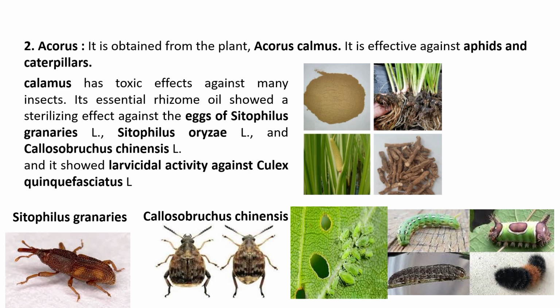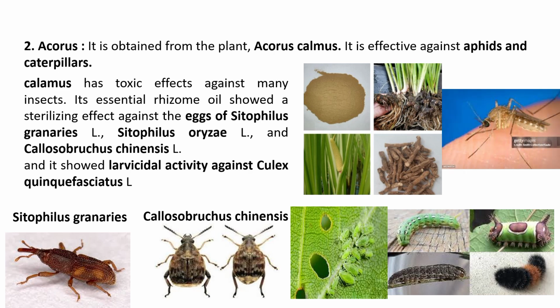And also they showed larvicidal activity against the Culex quinquefasciatus mosquito. In the larval stage itself, it has a cidal effect to kill the mosquito. So these are some of the very interesting effects of Acorus calamus. This is the mosquito, that is Culex quinquefasciatus.